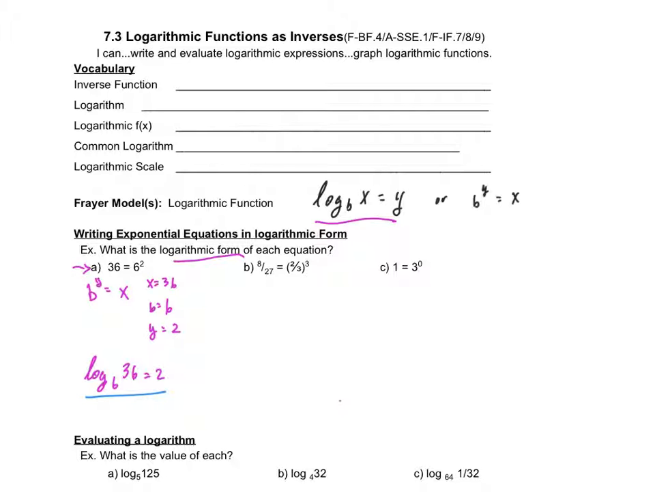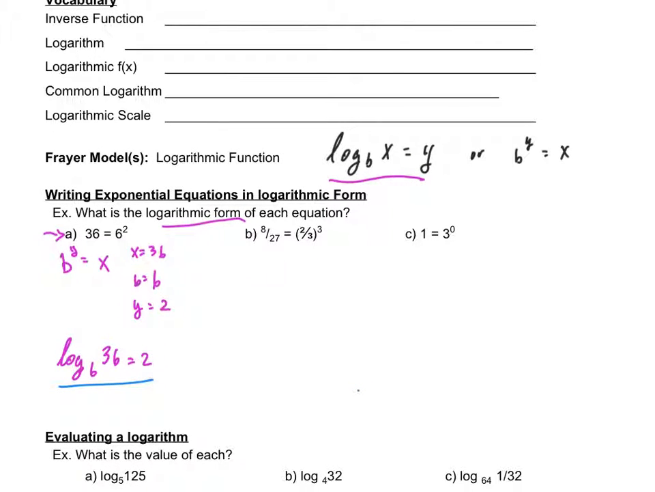Doing the same thing with this next example, we know that b is 2/3, y is going to be 3, right? And then x is going to be 8/27. So therefore we know that we have the log base 2/3 of 8/27 is 3.